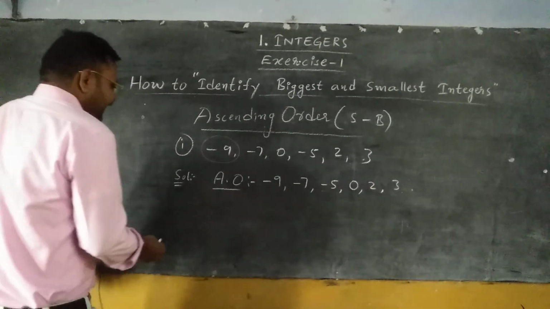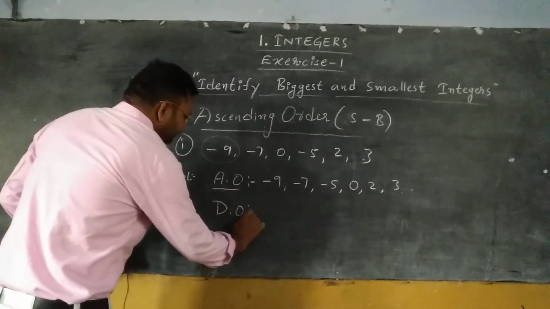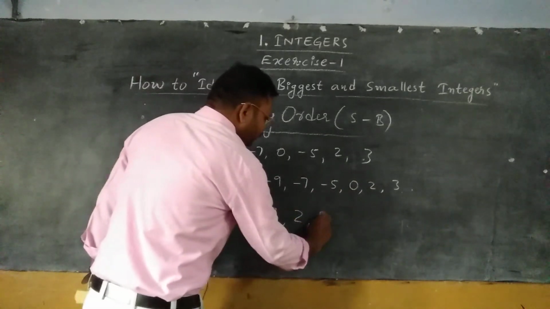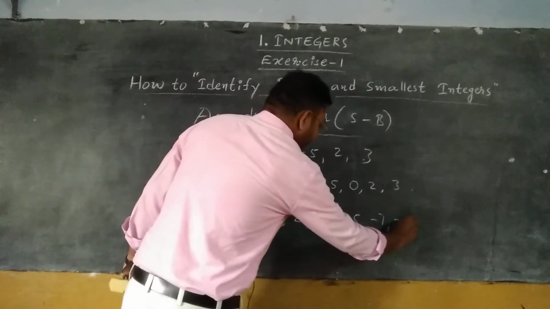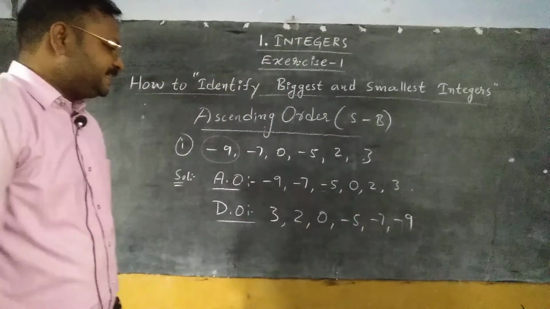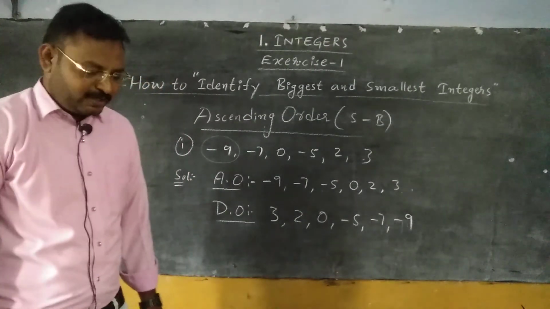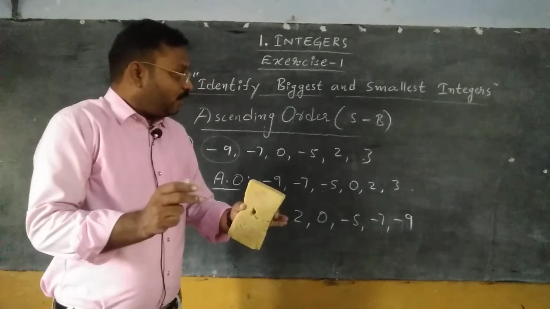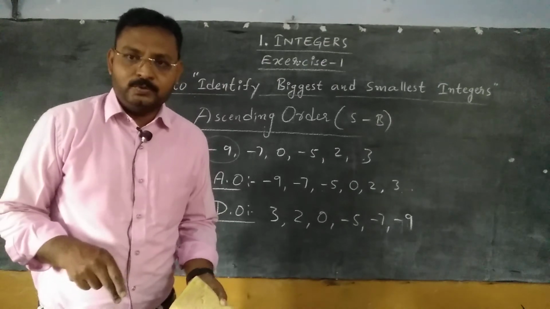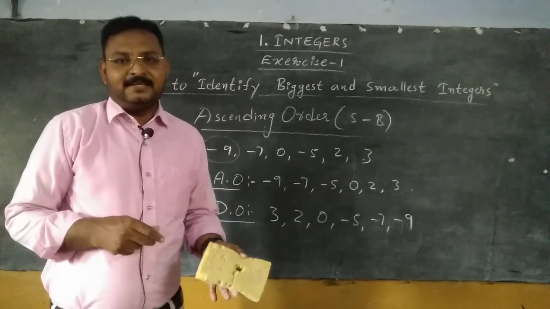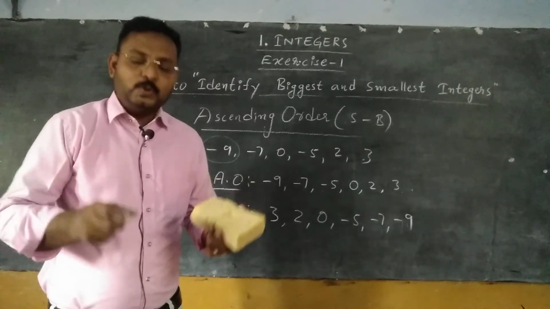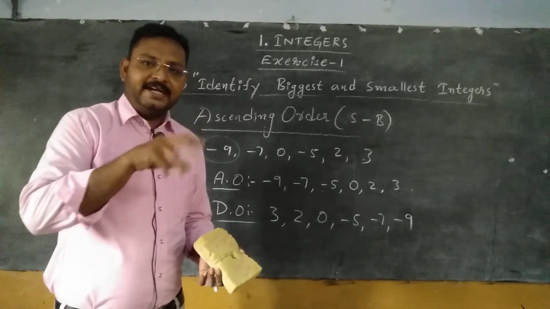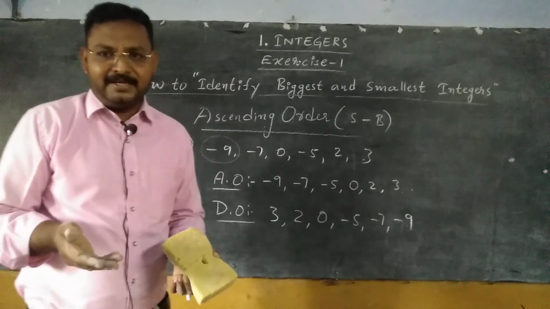Now take all these numbers and write them in descending order. It is very easy, it is the reverse form: 3, 2, 0, -5, -7, -9. These are the descending order. I hope you understand ascending and descending orders. I will give you some homework problems in tomorrow's class. I will post the questions, so do them correctly. If you have any doubts, ask me again. This is about the identification of bigger and smaller integers.